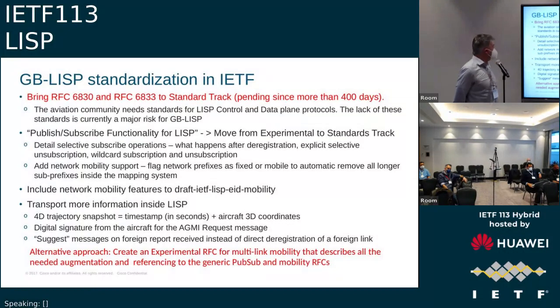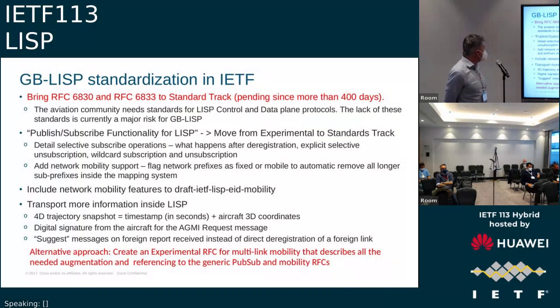We're asking for network mobility support. That means there is perhaps a flag that shows that this is a mobile network, and we could automatically remove all longer sub-prefixes. As you have seen, we're using sub-prefixes for traffic scoping, and this would help inside the mapping system to deregister or remove longer sub-prefixes. We want to include the network mobility feature in the draft IETF LISP EID mobility proposal. That's something that would help us to refer to this.